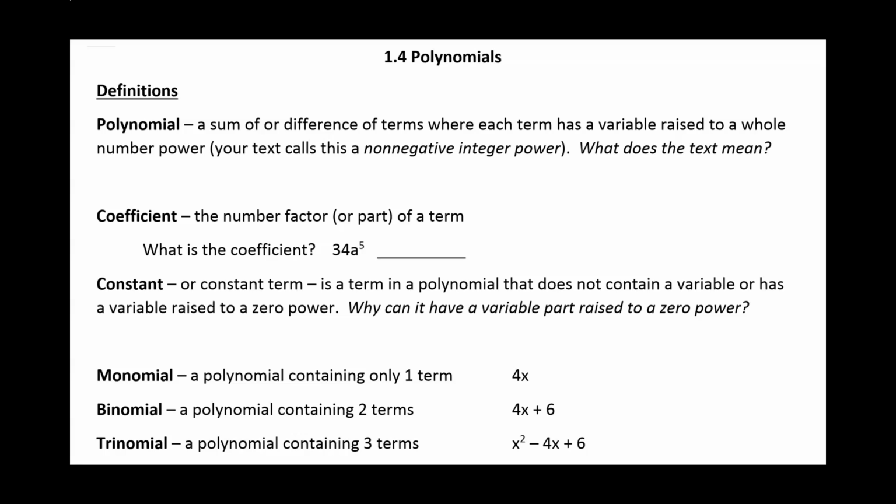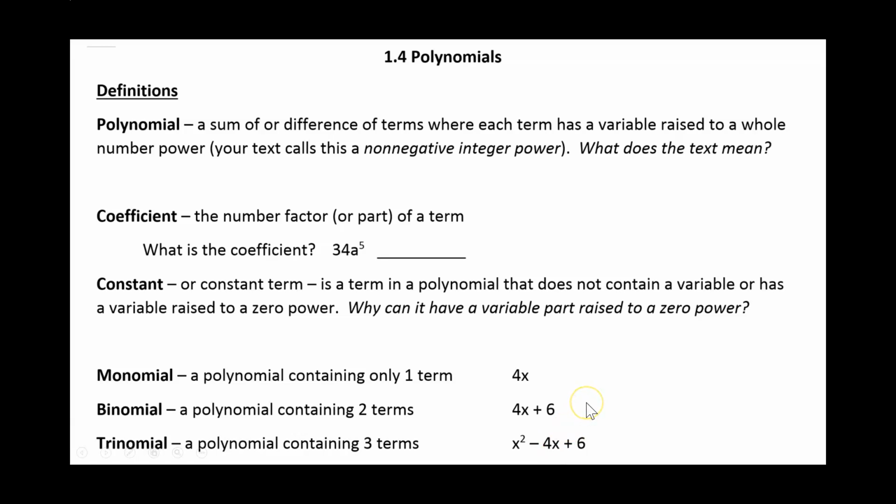Okay, so first off, when we're talking about a polynomial, we're talking about one of these guys down here, all right? Each of these is a term, and you can see that we have a sum of those two terms or a difference of those two terms, and the terms are just variables raised to whole number powers, all right? And they can have coefficients, of course, as well.